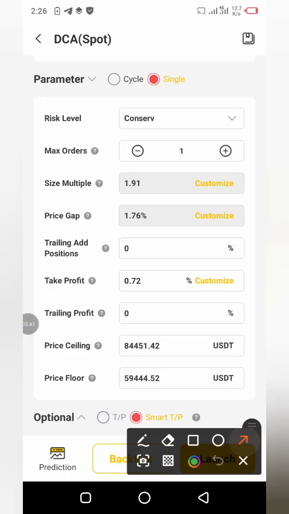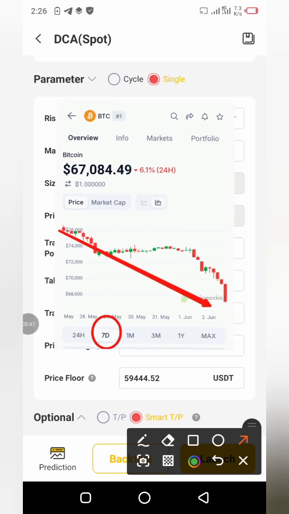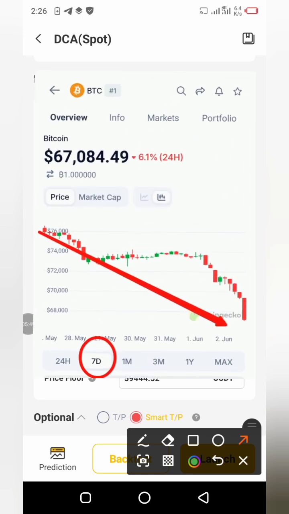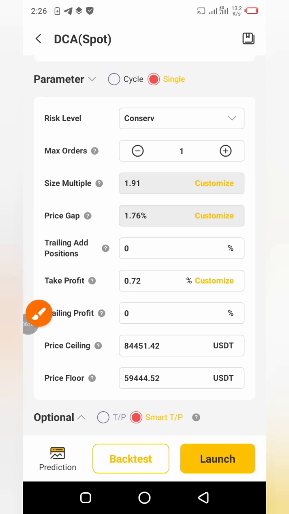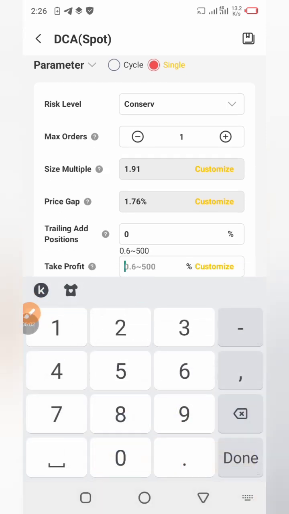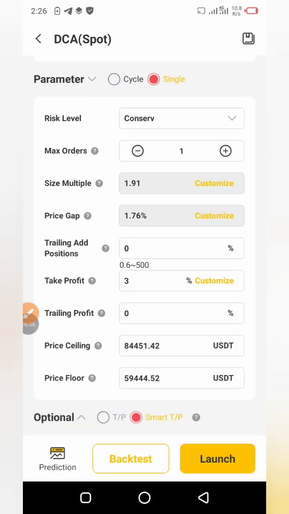Take profit. So for take profit, I know that BTC has gone down very well since yesterday. It has dropped 4%. So I will just leave take profit at 3%. So I change the take profit to 3%. So as soon as they appreciate to 3%, as soon as the market tries to recover at 3%, I take profits.